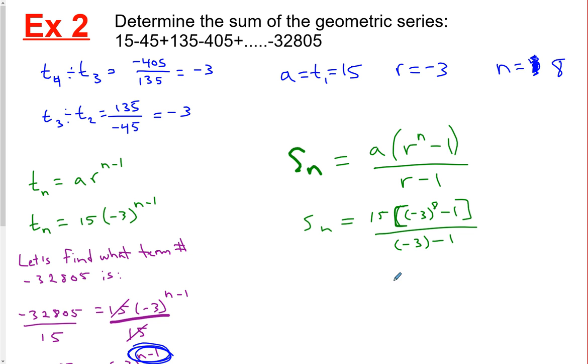Now we got to simplify this a little bit. So -3 to the power 8, if I plug that into my calculator, I get 6561. And it's a positive number because I multiplied -3 by itself 8 times. So that's 4 pairs of -3. So the negatives all cancel out. So I should expect a positive number. And -3 minus 1, that's -4.